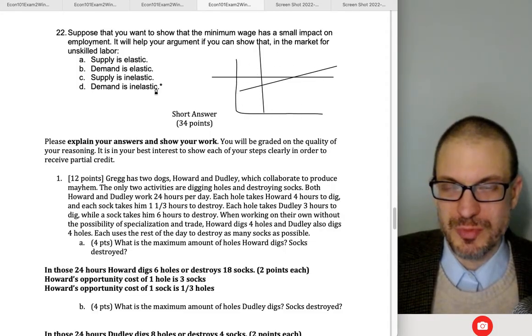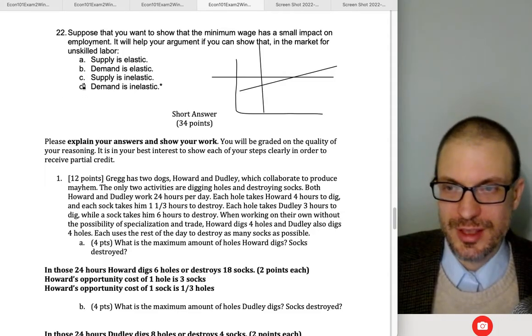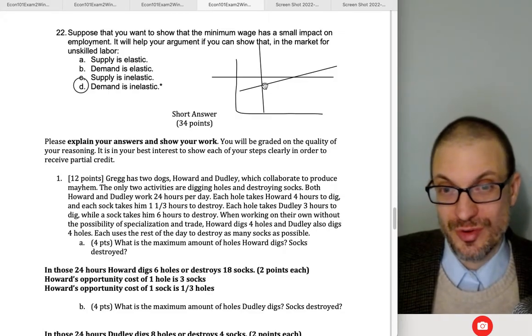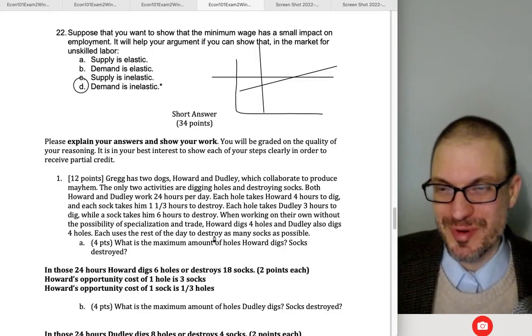And then for all the others, the easiest way is probably drawing a combination of these pictures to see why it can't be any of the others. But the best answer is definitely D, demand is inelastic. For this reason here, that's the picture, right? These quantities, this is just a little bit to the left of the original equilibrium quantity.